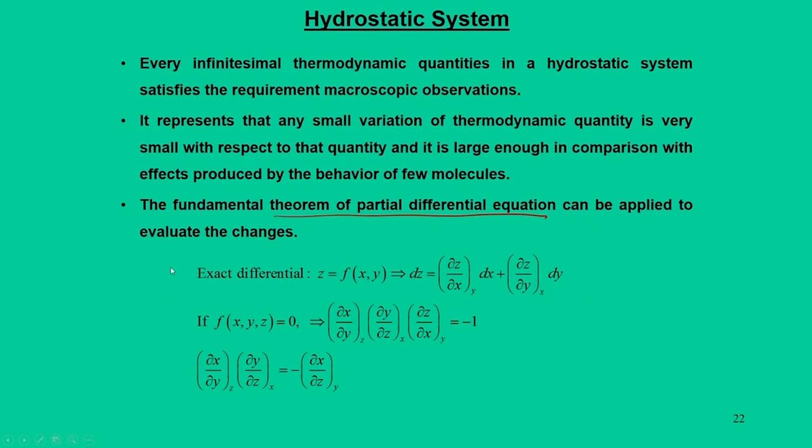Now, in another situation, if we consider a function f(x, y, z) equal to 0, there are two relations that come out among x, y and z. The first one is ∂x/∂y with respect to z, ∂y/∂z with respect to x and ∂z/∂x with respect to y, and when we multiply them it is -1, and from this relation we can have other relations as well.